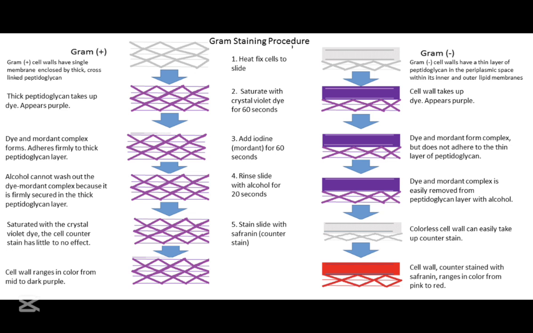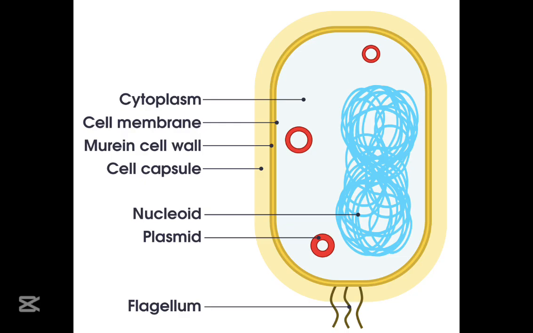Right. Some bacteria even have an extra protective layer called a capsule or glycocalyx surrounding the cell wall. This capsule can help them evade the immune system and make them more resistant to antibiotics. Oh, so it's like an extra layer of armor. Exactly. It's a key factor in how some bacteria cause disease.